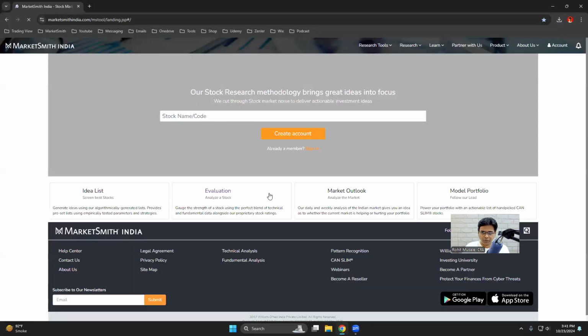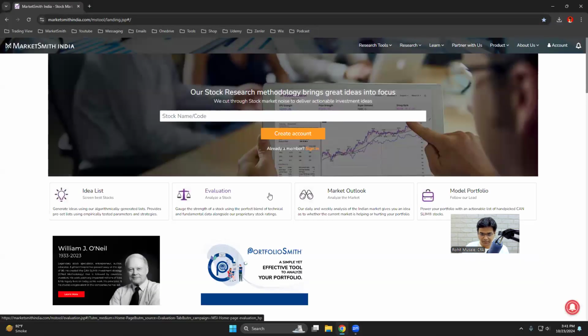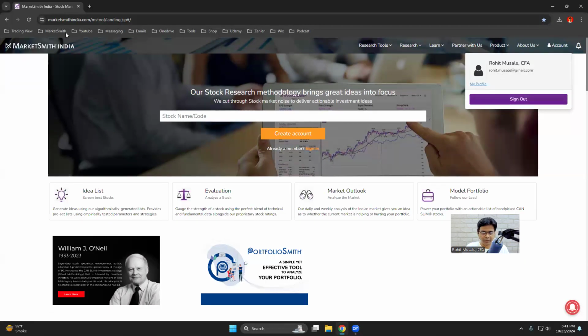Okay, so let's assume it is weekend. So it's Friday evening or Saturday morning, preferably Saturday morning, because you have to give MarketSmith time to update their database and things like that. I do it on Saturday evening. Okay. So by that time, all the data is updated, all the ratings and everything is updated. So let's first log in. Oh, it's already logged in.